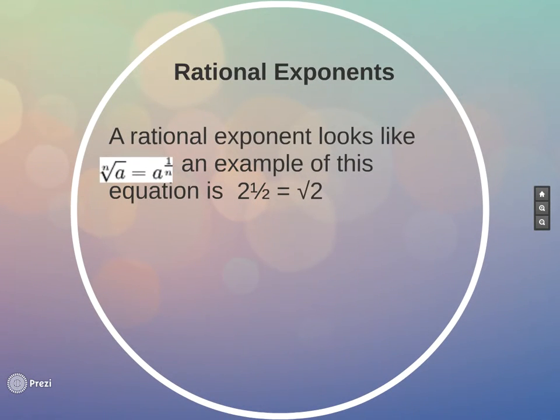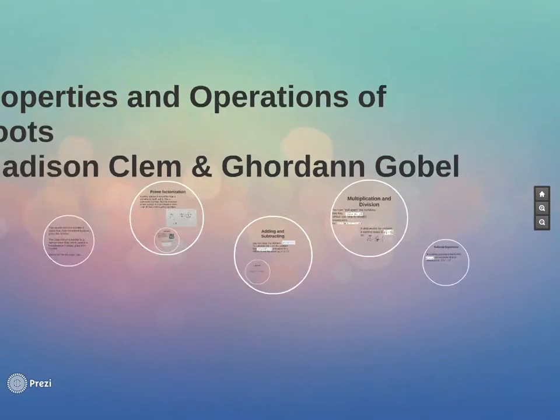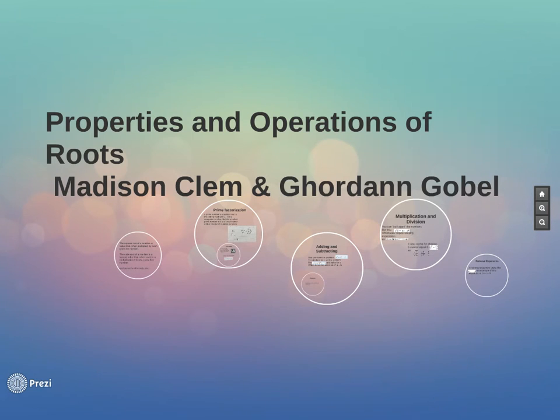And then we have our rational exponents. A rational exponent looks like this. It's basically the nth root, and it equals a to the power of 1 over n. An example of this would be 2 to the 1/2 equals the square root of 2. It's just different ways of writing it. And then that is all.